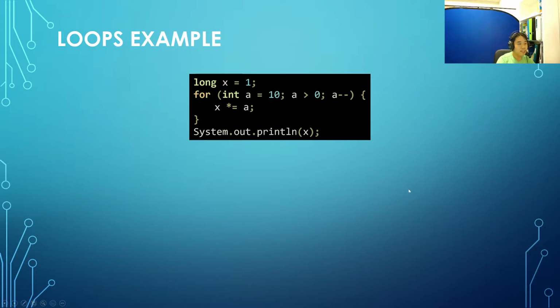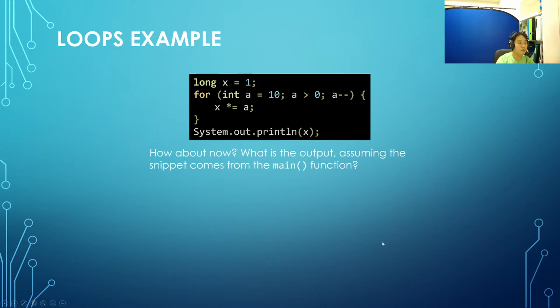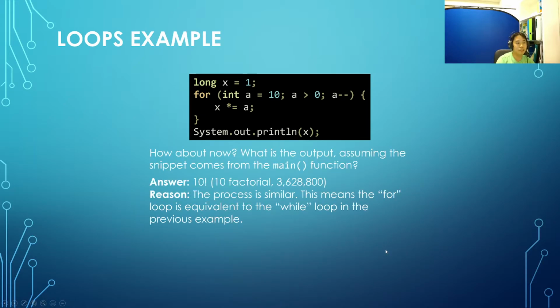The thing is, if you do this in your head as well, you'll also get 10 factorial. Why? Because with this for loop, we start at 10 and we initialize the counter first. Then we check for the condition. In our case, yes, we're gonna run this. We're gonna multiply x by a, and then we're gonna decrease a by 1.